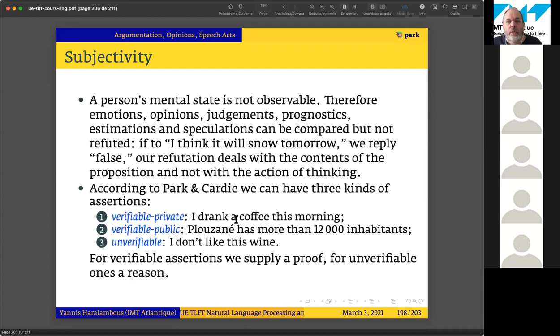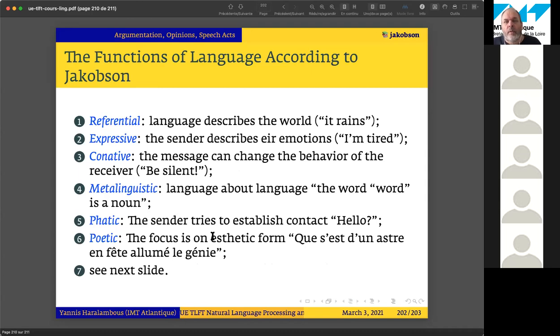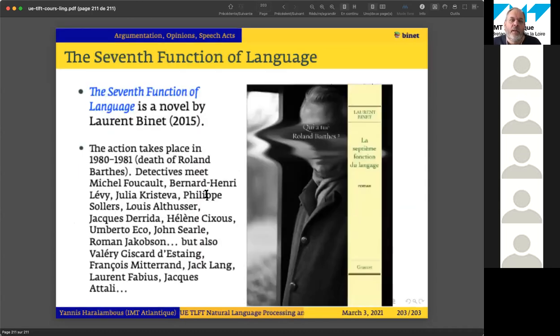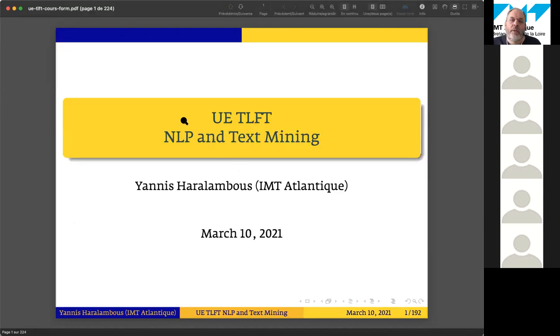Okay, so we don't have time on argumentation and speech act, so consider this as being rather encyclopedic and useful, and this book is actually quite violent, but it's also quite unexpected and interesting. So let me move to symbolic methods. So some of them we have already mentioned.